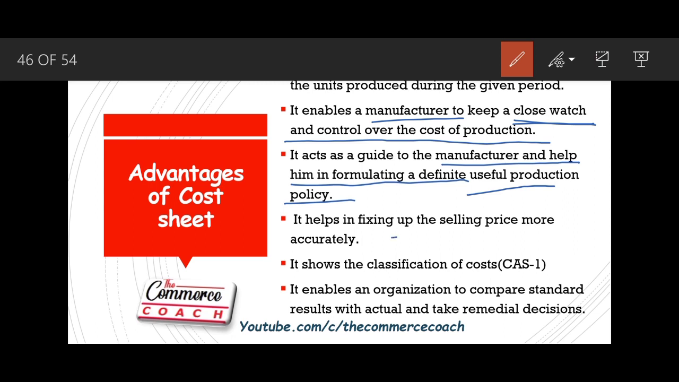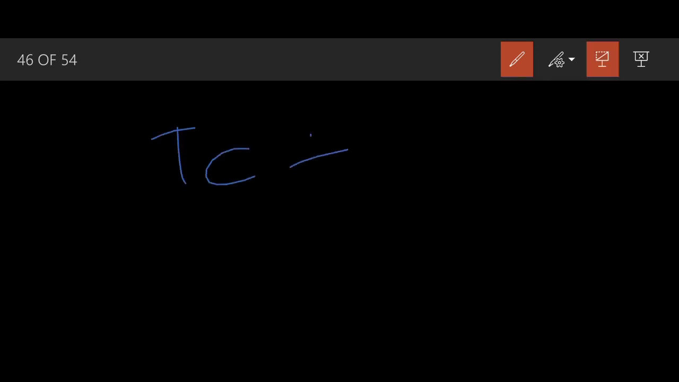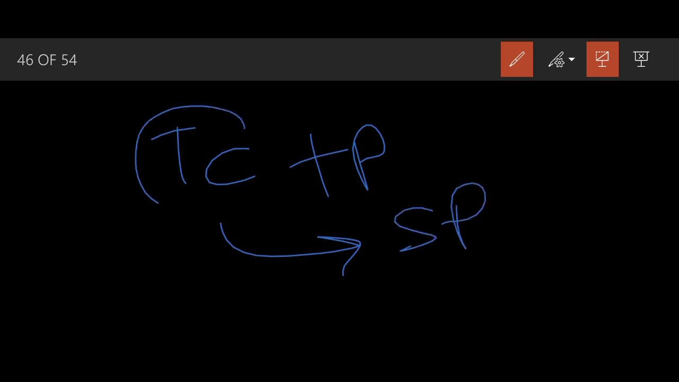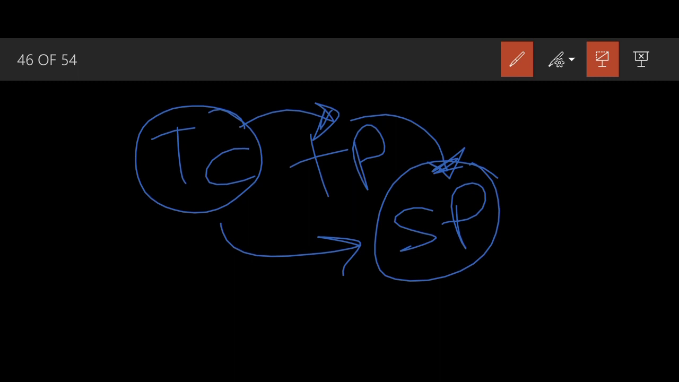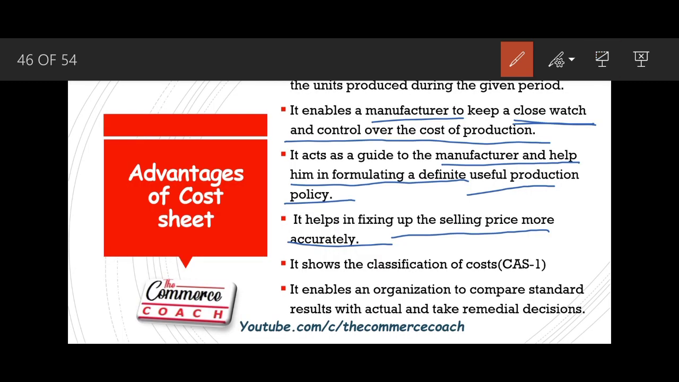It helps in fixing up the selling price more accurately. Once you get the total cost, you will be adding profit to this, and then you will be getting the selling price. So if you know the total cost accurately, and you have reduced the cost to the minimum, then you will be adding the profit margin, and you will be getting a good and accurate selling price, right? So this was not possible by preparation of the profit and loss account.